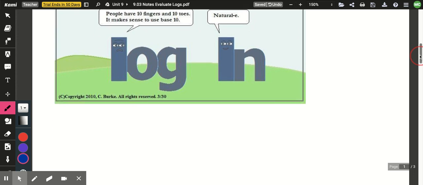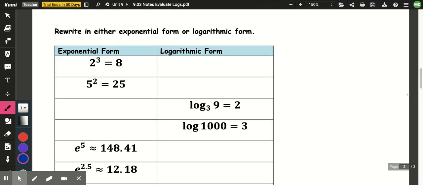I'm moving right along. Okay, now because logarithms and exponentials are linked together, and a logarithm is defined in terms of an exponential, that means anytime you have an exponential equation, you could rewrite it as a logarithm, and anytime you have a logarithmic equation, you could rewrite it as an exponential. So we're going to practice that here. We've got the exponential form on the left, and we're going to write the logarithm form here on the right.